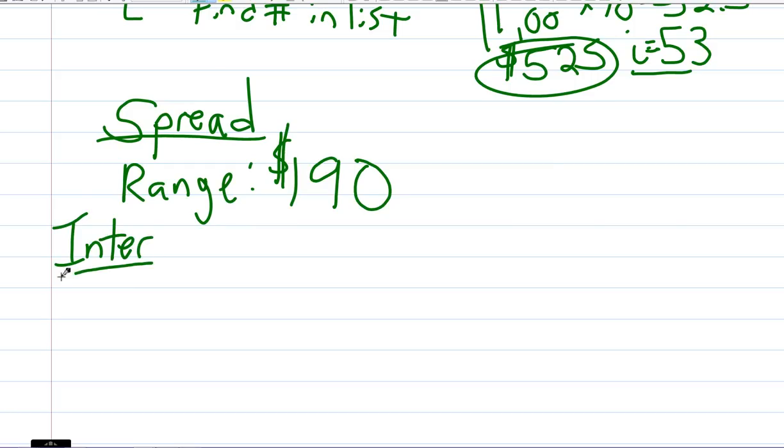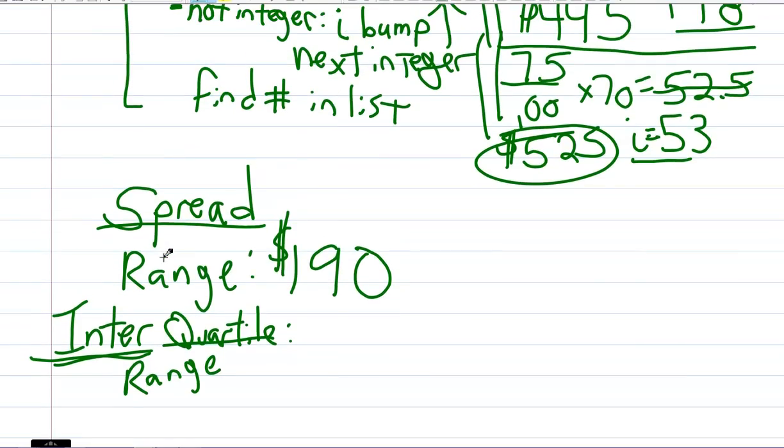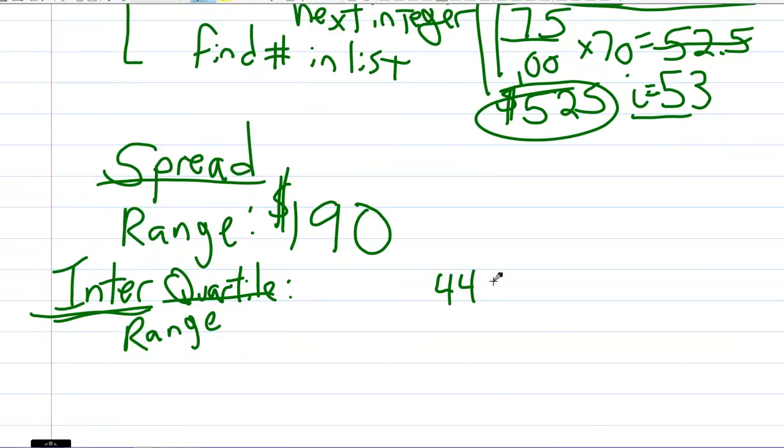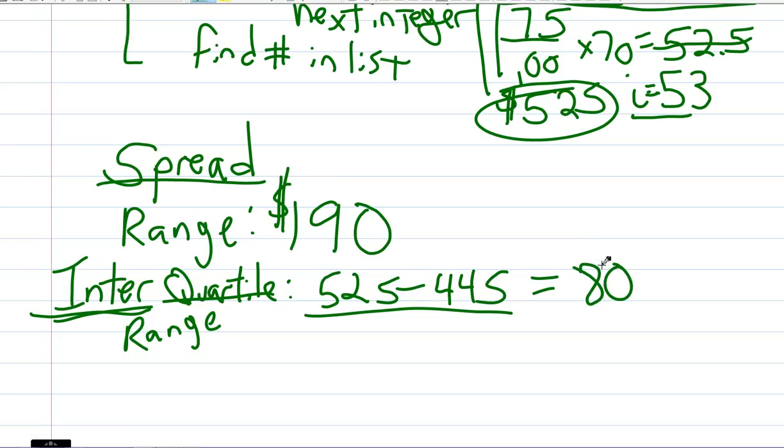Interquartile range. Inter means between, quartile, range. So you can already probably guess what this means. Inter means between the quartiles. What's the range? So what we do is we look at, well, if the first quartile is 445 and the third quartile is 525, what's the distance between those? We just subtract Q3 minus Q1 and see how big that is. So 525 minus 445 equals $80. That would be the interquartile range.